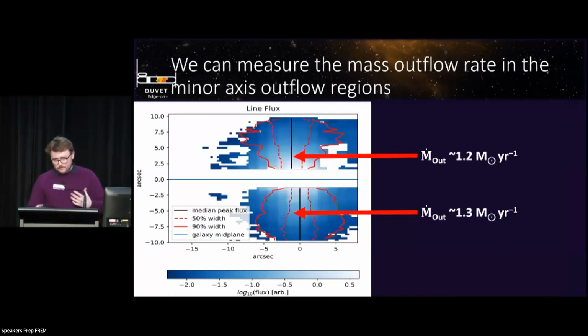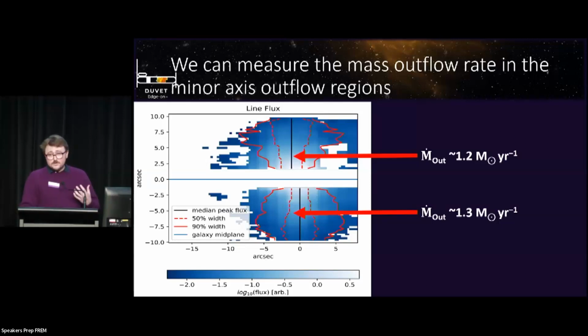And so with the outflow region defined, we can look at the mass outflow rate in these outflow regions. So in the upper outflow region, we get 1.2 solar masses per year. In the bottom, 1.3, for a mass loading factor of 0.7. That's a lot of numbers, but we do need to exercise a bit of caution with the absolute value of these mass outflow rates, since there's a lot of assumptions that have to go into these numbers, especially in edge-on galaxies and especially in this galaxy. I can go into some of those in a moment if anyone's interested.